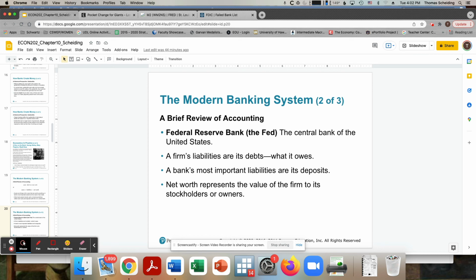As we start to think about this, the thing that we need to go back to is the central bank that exists, and that would be the Federal Reserve. So in the case of the Federal Reserve, or the Fed, the Fed is the central bank in the United States.